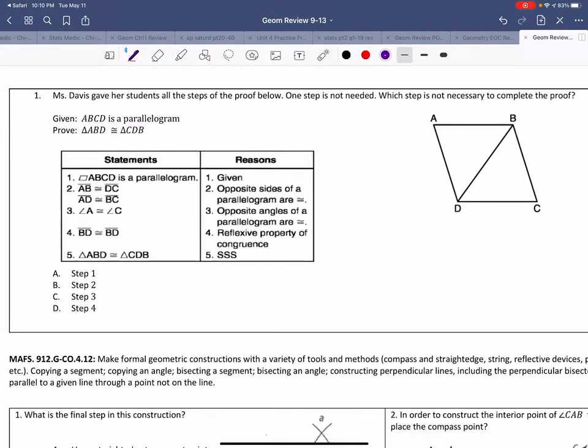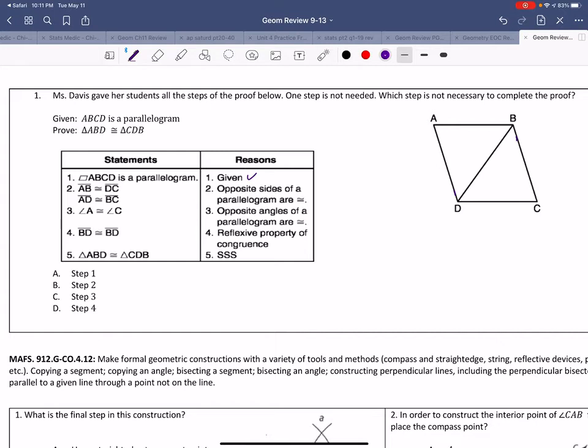I'm just going to keep going and put video 3, because this is not a ton of questions, and this one's the same learning goal. Ms. Davis gave her students all the steps to a proof. One step is not needed. Which step is not necessary? So given that this is a parallelogram, prove that this triangle is congruent to this triangle. So let's see what step is not needed. First, they said given. We need that.